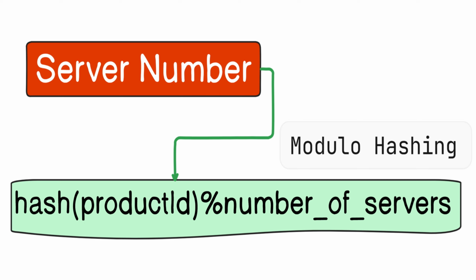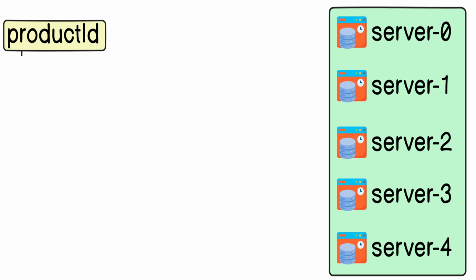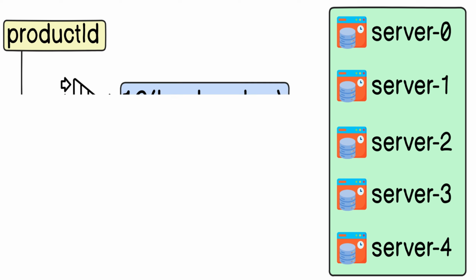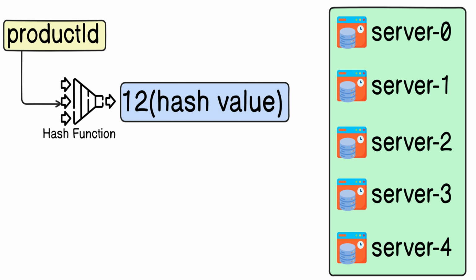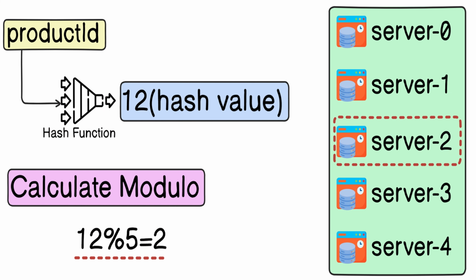Now let's try to understand this with a very simple example and with quantifiable numbers. Suppose we have 5 cache servers and we want to cache a particular product ID. For that, we will hash the product ID. Now let's say the hash value turns out to be 12, then we will divide 12 by 5, which will give us a remainder of 2. That means this particular product ID will be stored on server 2. This technique is known as modulo hashing. It ensures that the data is evenly spread across available servers. Now we just saw how basic hashing works.